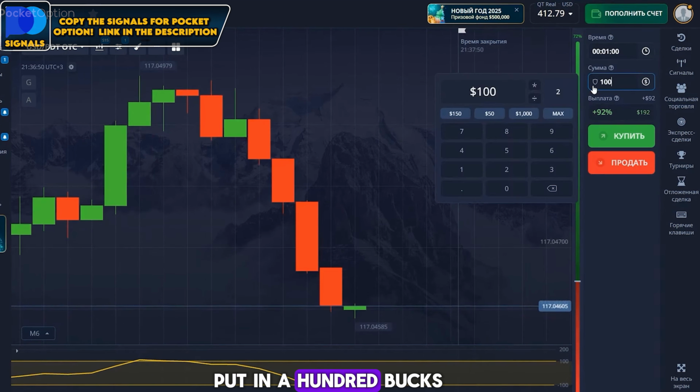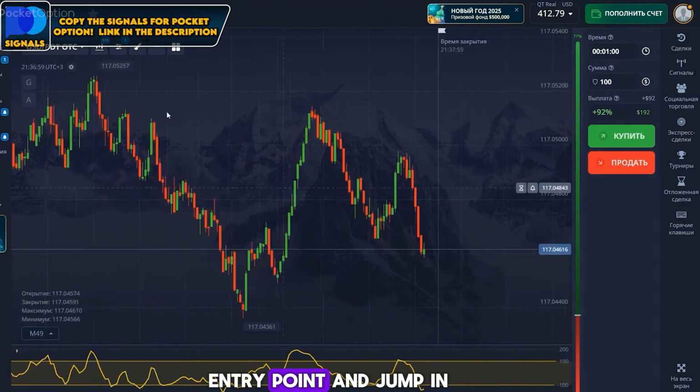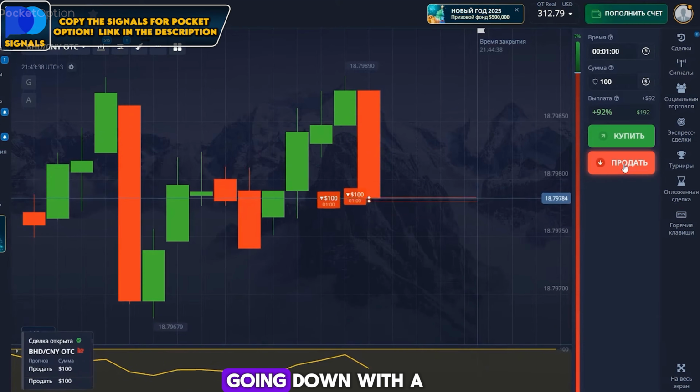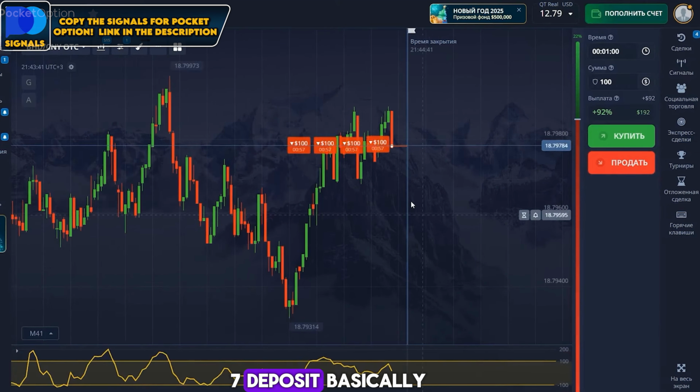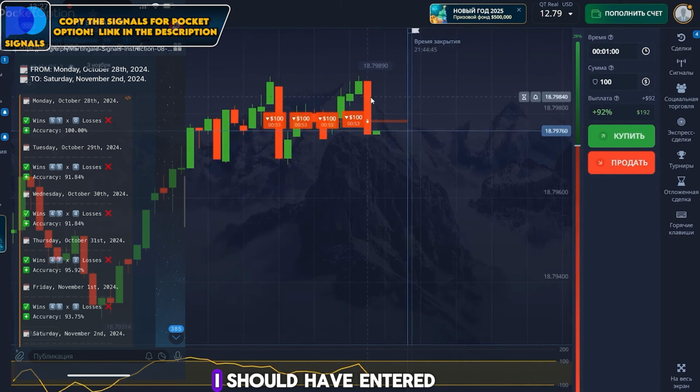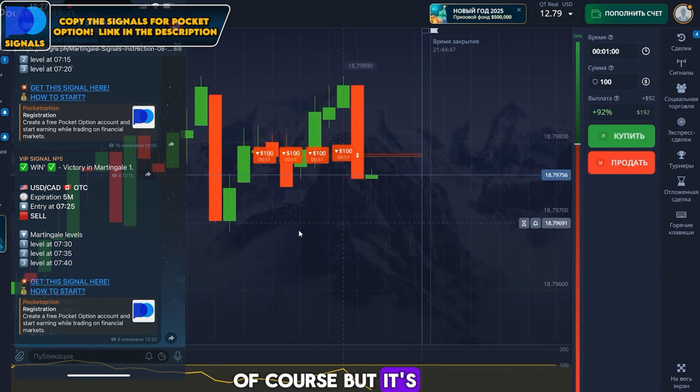Now I'm going to put in $100. I'll find a good entry point and jump in. We're entering here for 1 minute, going down with a 7 deposit, basically. We have 12 left. A spike just happened. I should have entered a bit earlier here, of course, but it's not a big deal.